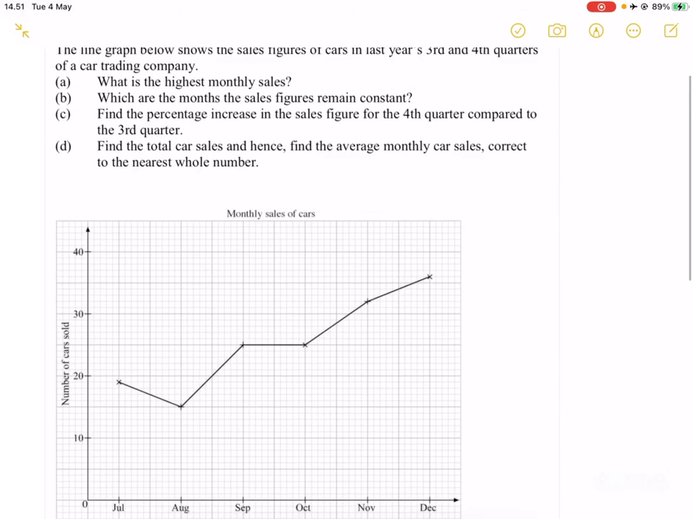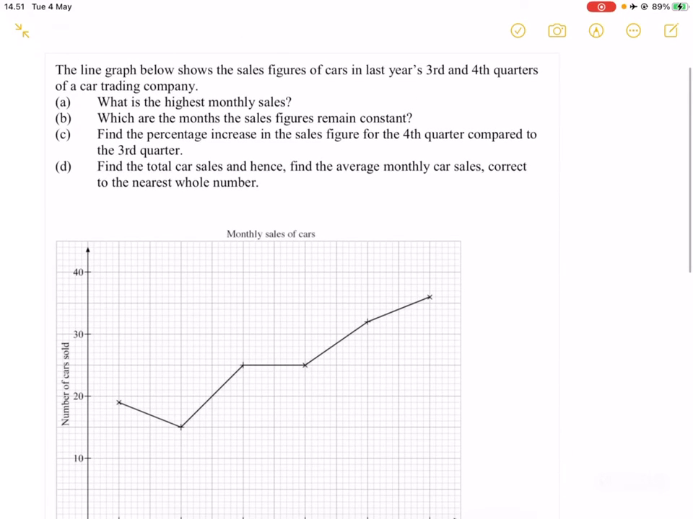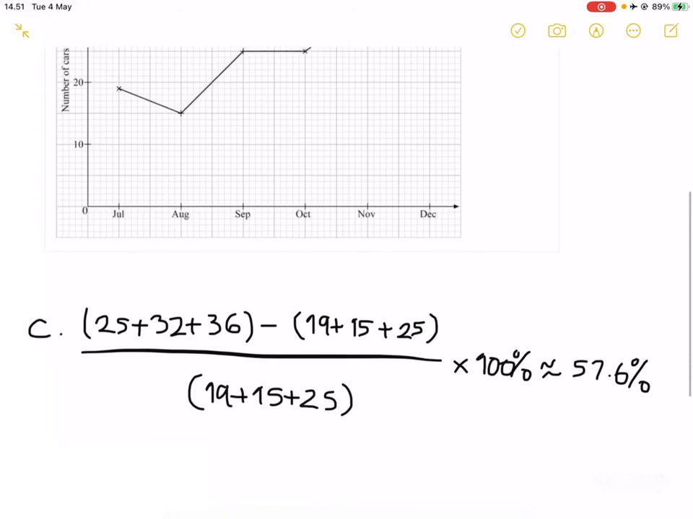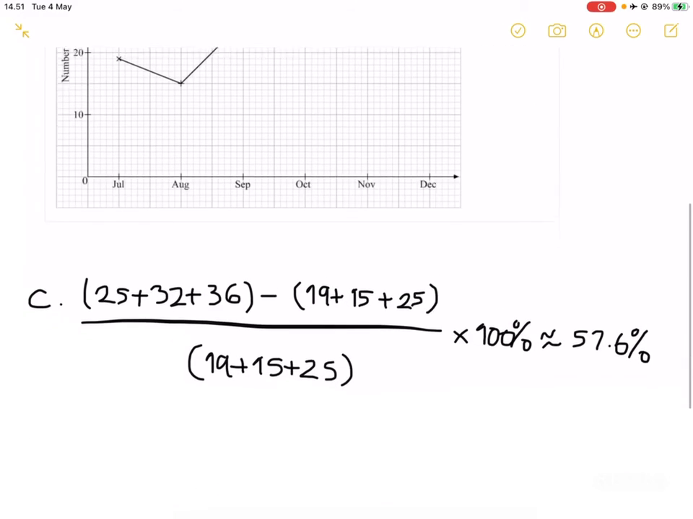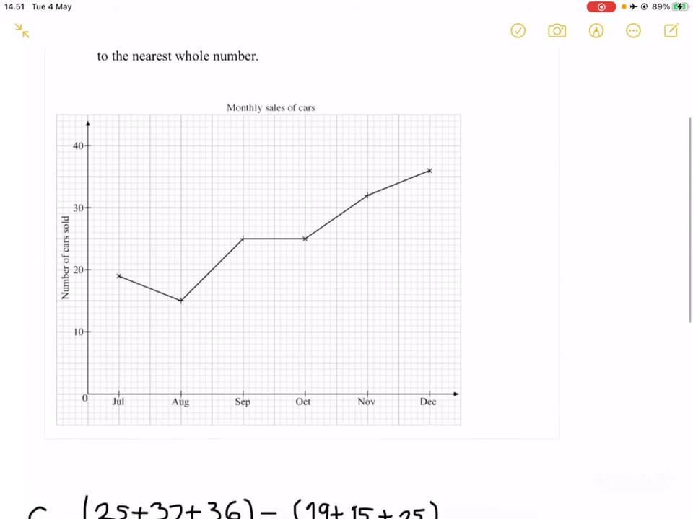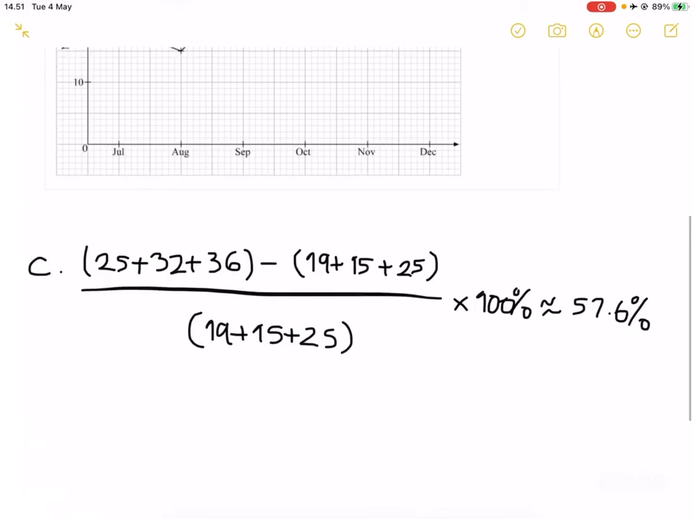Finally, for part D, find the total car sales and hence find the average monthly car sales correct to the nearest whole number. Okay, I'll just let you guys do that. Well, you can just add up all the car sales, which theoretically will be very easy.